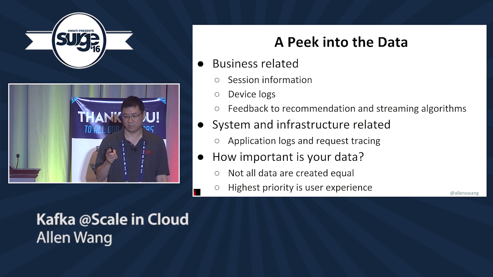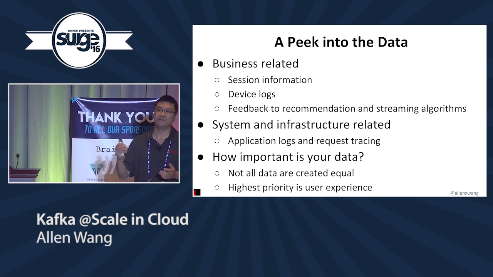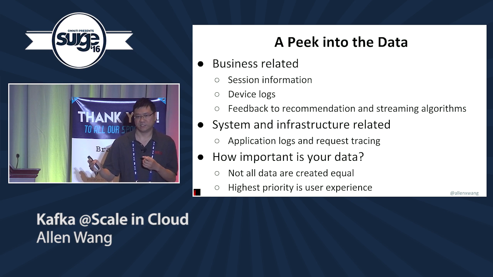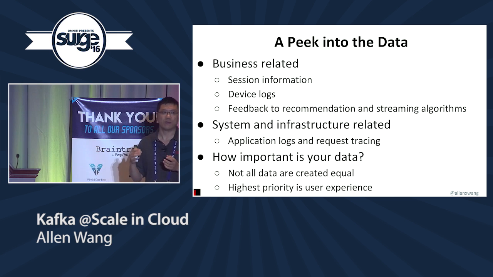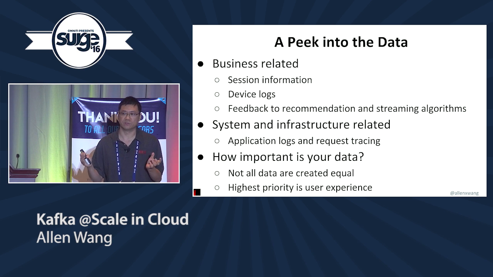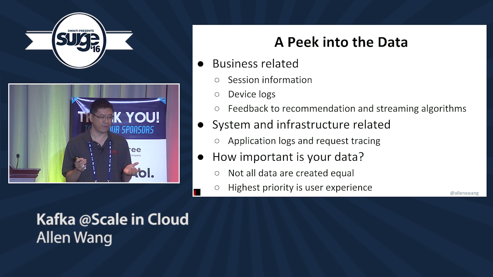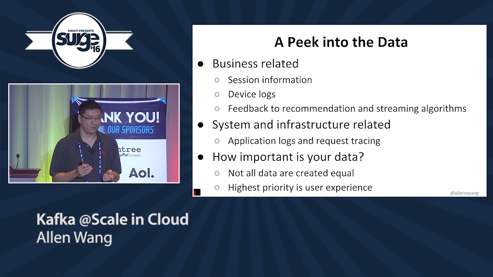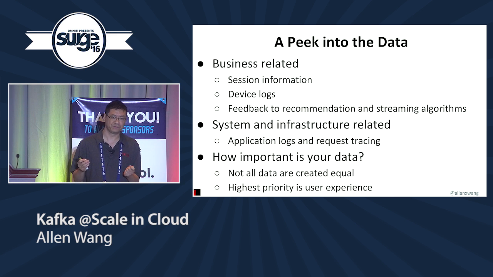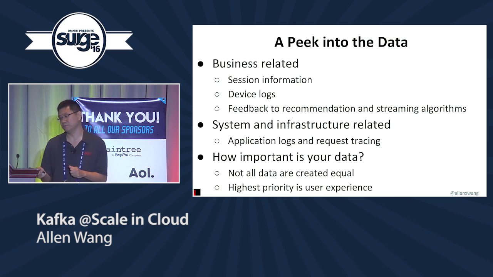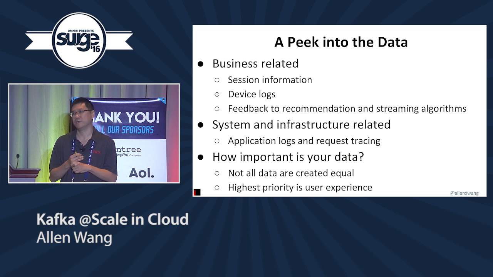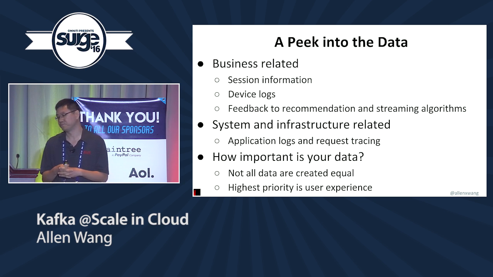And we also capture device logs. This information is processed by our backend systems, and then fed back to the recommendation engines and algorithms that we use to control the streaming quality. The second category of events is related to system and infrastructure. These are typically application logs and request tracing information. We use this information to gain insight into our infrastructure and for debugging purposes.